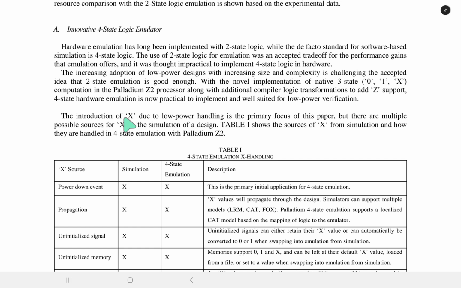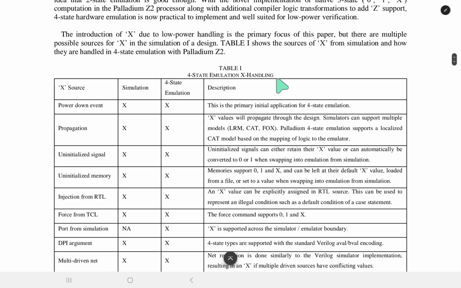The introduction of X to enable low-power handling is the primary focus of this paper, but there are multiple possible sources for X in the emulation design. So Table 1 shows the sources of X from the simulation and how they are handled in four-state emulation with the Palladium Z2. Table 1. The four-state emulation and X handling.